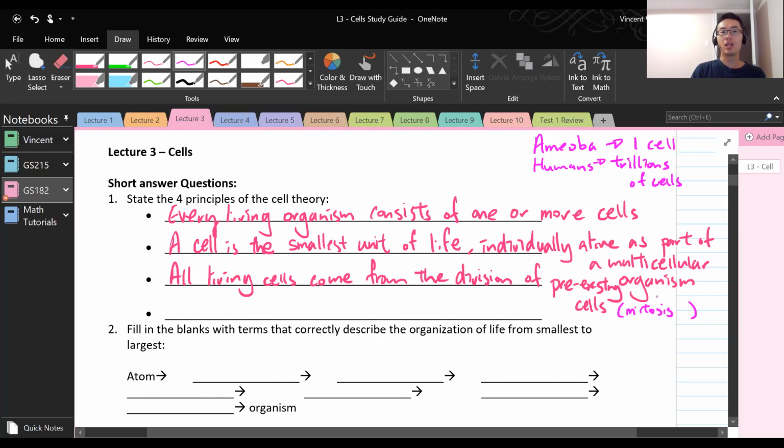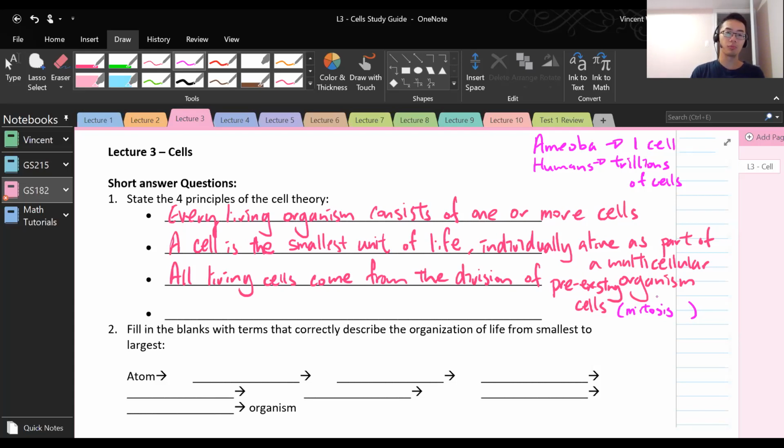No one really knows where the first cell came from. There are theories, and it depends whether you believe in evolution or creationism. Nobody really knows for sure. But as far as we're concerned, all cells have to come from a previous cell through cellular division.